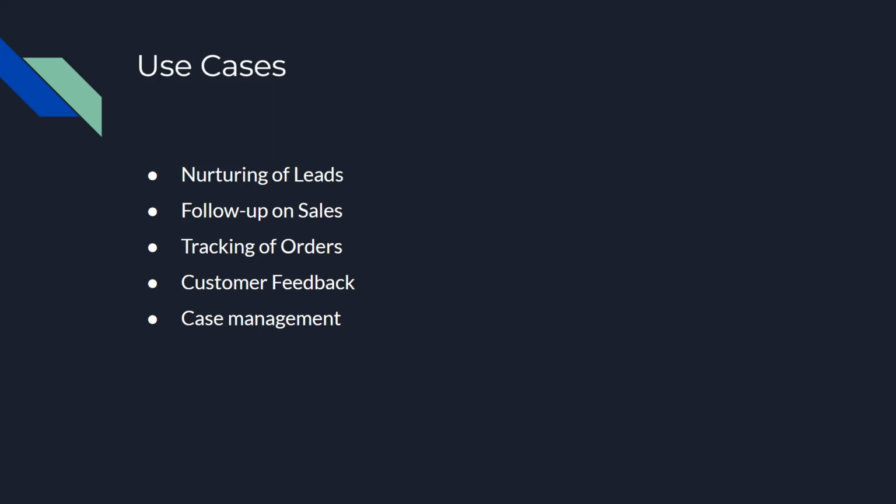In tracking of orders, this can also be done by sending automated messages to the clients having details about their orders and any updates on the delivery and tracking history. For customer feedback, customers can give instant feedback on the delivery of the products, which can be helpful to improve future processes. Also, case management works like the customer feedback.